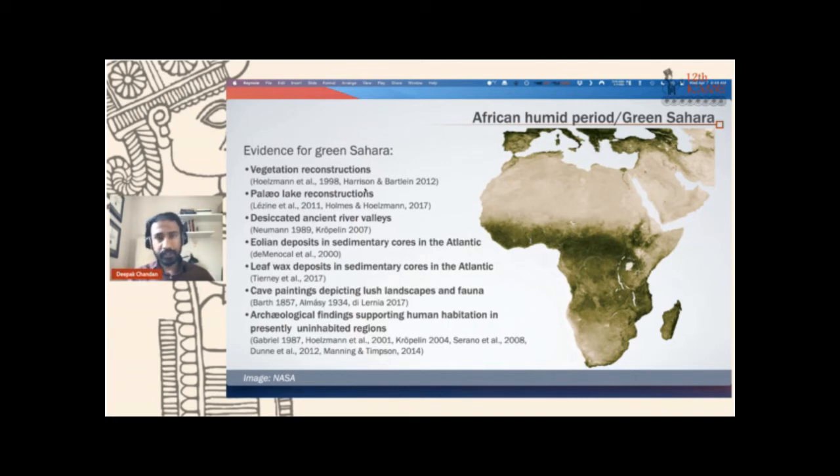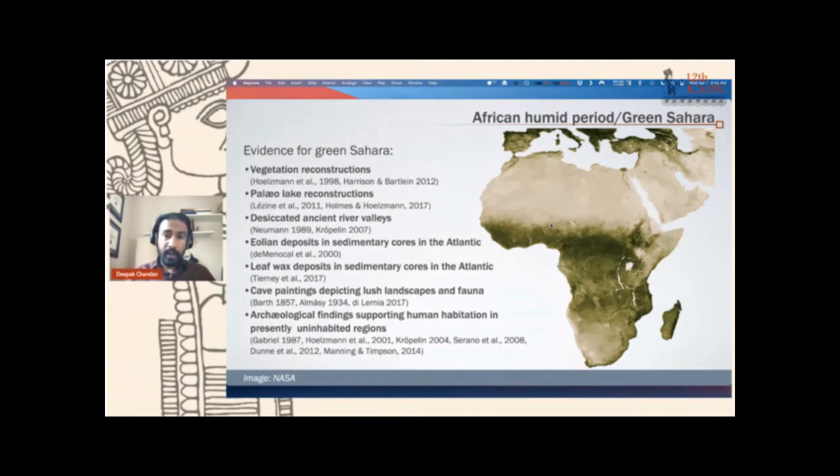but there is significant evidence that during the early Holocene and the mid Holocene, Sahara was much greener than this. And this evidence comes from many lines, such as vegetation reconstruction, paleo lake reconstruction, desiccated river valleys that you can see from satellite images, Aeolian deposits in sedimentary cores in the Atlantic, over here off the coast of Morocco, leaf wax deposits in the same Atlantic cores, cave paintings depicting lush landscape, archaeological findings supporting human habitation in various parts of Africa. So through all of these evidences, we know that Sahara was much greener.